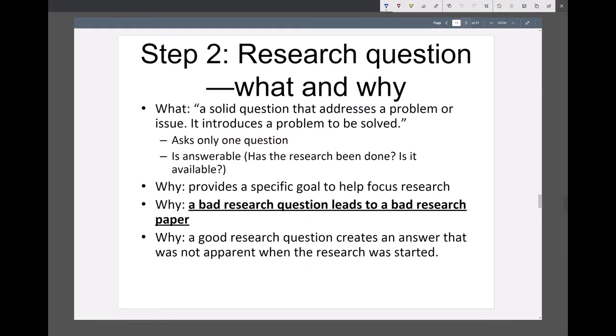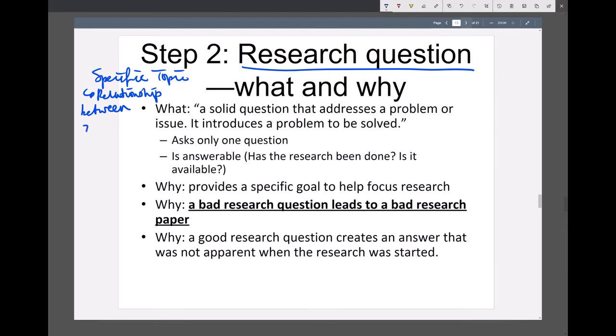Step 2, developing your research question. After you've chosen your topic, a specific topic, and a specific topic looks for a relationship between 2 to 3 keywords. Here's the key, not just 1, 2 to 3. Then you can start asking the questions what and why.